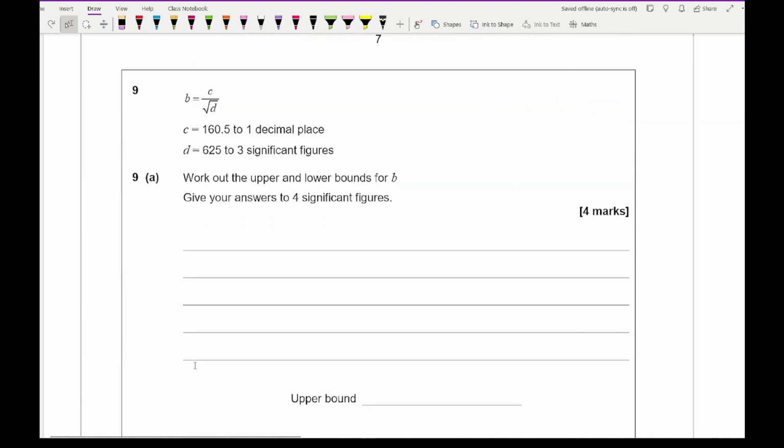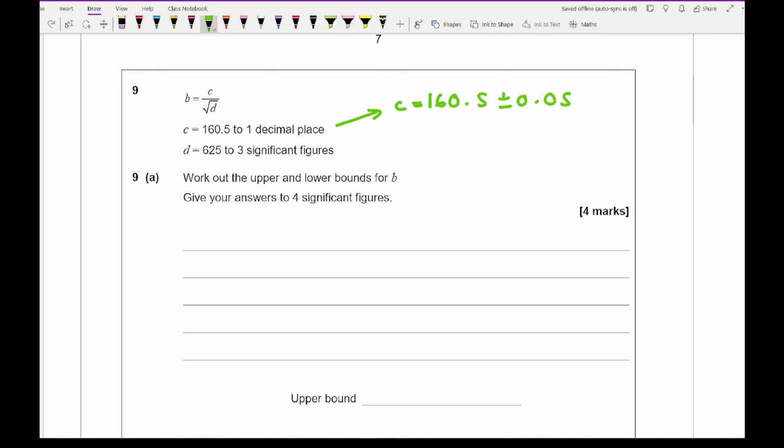Then moving on to question 9, which is our last question, it says b equals c over the root of d. C is 160.5 to 1 decimal place and D is 625 to 3 significant figures. Work out the upper and lower bound of B. Give your answers to 4 significant figures. So looking at C, I can see C straight away is going to be 160.5 plus or minus 0.05.